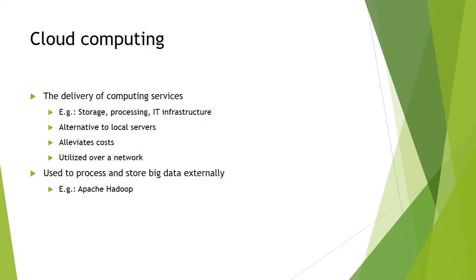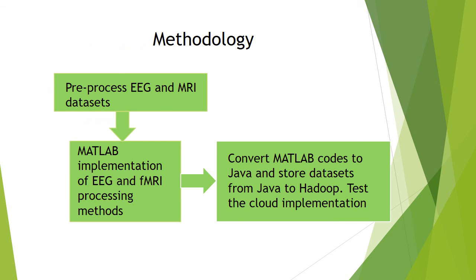For these EEG and MRI datasets, we shall use the delivery of cloud computing services. They are an alternative to local servers, they alleviate costs, they are utilized over a network, and we shall use Apache Hadoop to process and store this big data externally. We shall pre-process EEG and MRI datasets and later implement them in MATLAB. Afterwards, we shall convert these codes into Java and store these datasets on Hadoop to test them.